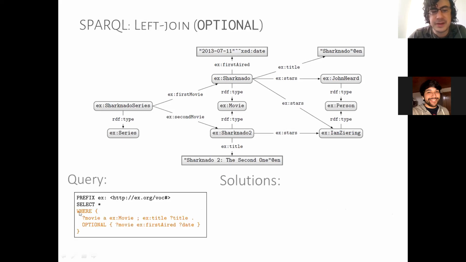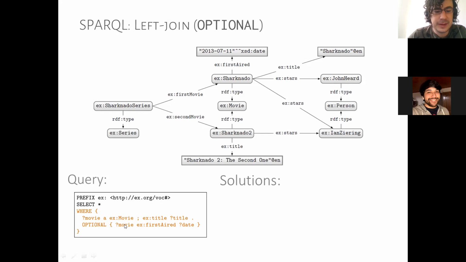And SPARQL offers us something called optional, which is like another name for left outer join, which means that we keep all of the solutions to the left, no matter what. And if possible, we extend them with the solutions from the right-hand side of the optional. So it says we're going to get all movies and their titles. Remember, here we see that we can use some Turtle syntax. So this is equivalent to movie RDF type movie, and movie title, right? So we kind of have two triples here.